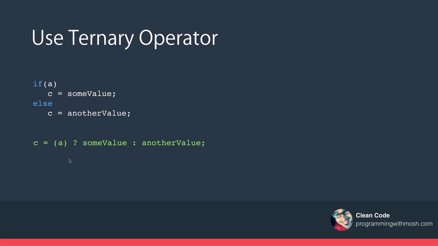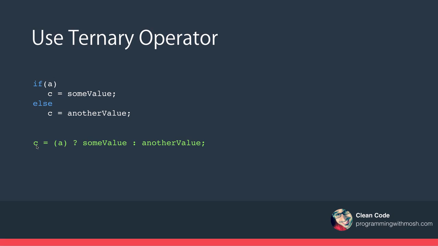We can read this expression as, if A is true, that's the question mark, we're asking a question, then what we have here, in this case, some value will be returned. Otherwise, what we have here, which is another value, will be returned and assigned to C.